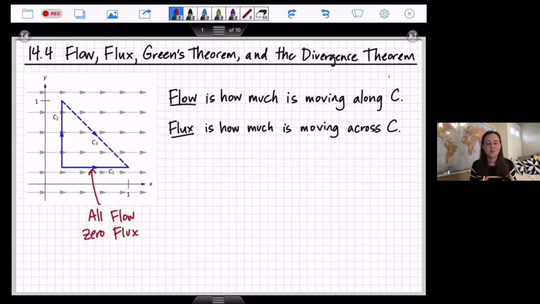Think of C2 as being like a net in the water, and all the water is passing through C2. So for this curve, if we do this calculation that I'm going to show you how to do, it's going to end up being all flux and zero flow. But then C3 is on a diagonal, and it's going to be a mixture of both. So we're going to have non-zero flow and flux.